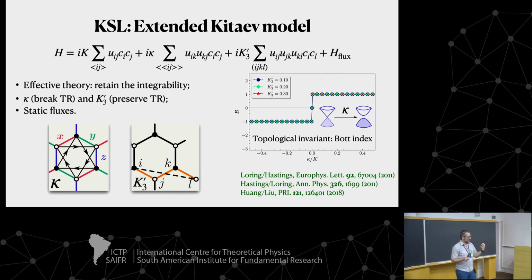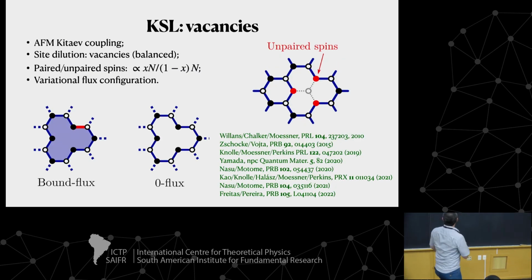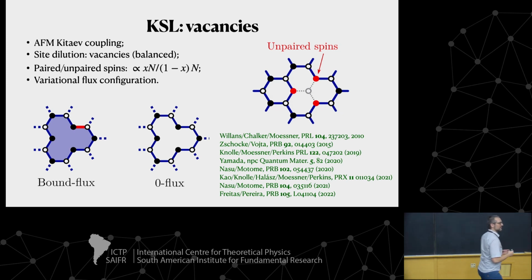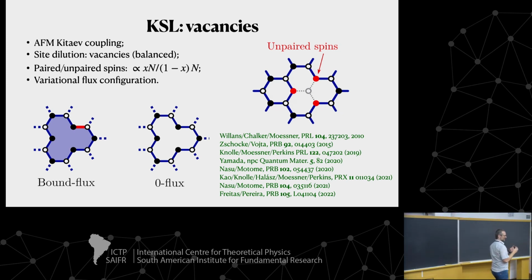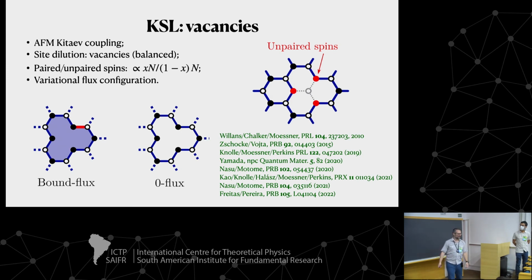And what people realized is that if you remove an impurity, that would be the bound flux. If you remove this impurity inside this plaquette, you bind the flux inside it. That's the ground state. That's how it's fractionalized. So it's like the impurity is really binding a flux around it.